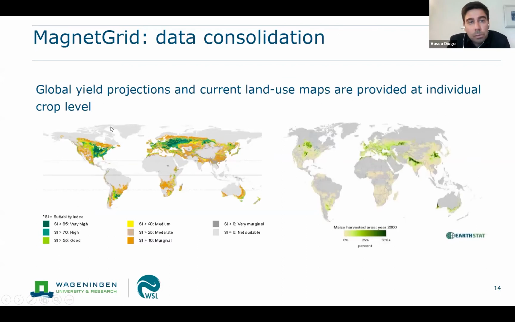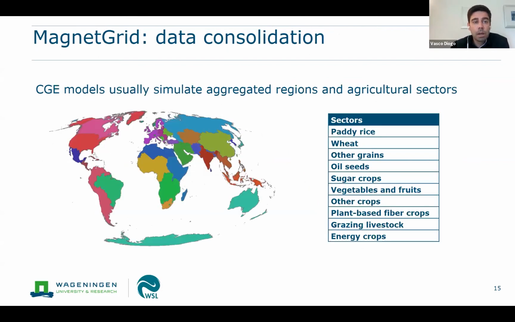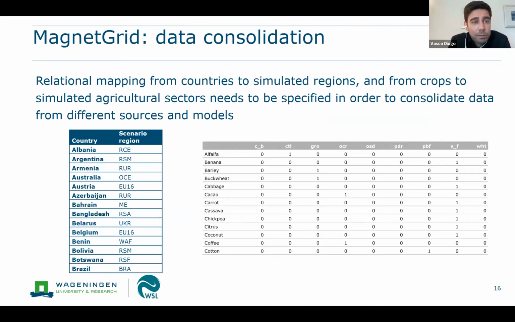So how does the model work in practice? We start with the data consolidation module, in which we have global yield projection maps and current land use maps that are provided at the individual crop level. However, CGE models usually simulate aggregated regions and agricultural sectors. This means that we need to first specify the relational mapping from countries to simulated regions and from crops to simulated agricultural sectors, so that we can merge together the data from the different sources.